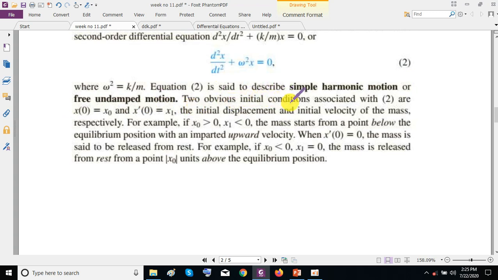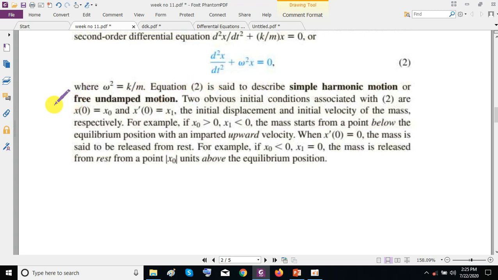Two obvious initial conditions are associated with equation 2. The first is x, the initial distance, which will be x naught. We associate two conditions here. What will be the initial distance at time equal to 0? That will be x naught. Maybe in some cases it will be at the equilibrium position, and in some cases it may have some distance. And the second one is x dash, which represents the initial velocity of the spring mass system.